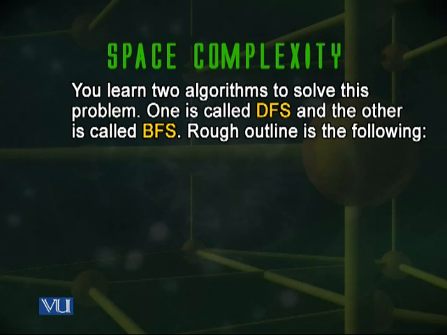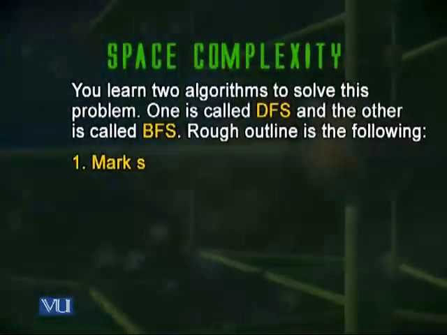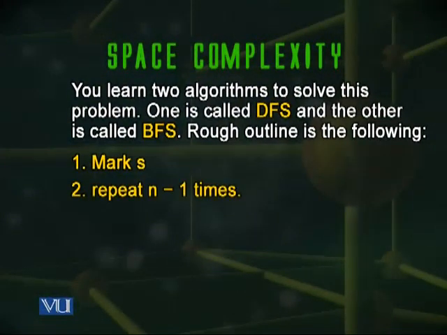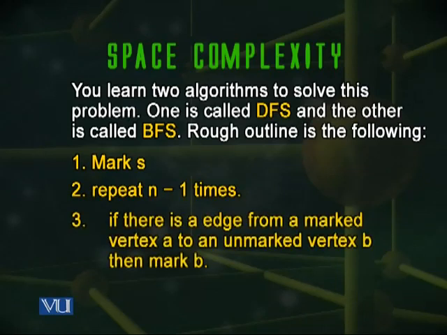The rough outline of this algorithm is the following. I'm giving you a rough outline of an algorithm which, by filling in details or making changes to it, you can get either depth first search or breadth first search. Let's look at how these algorithms work. Well, the algorithm first marks S, the start vertex. And now we repeat n-1 times the following thing. If we find an edge from a marked vertex to an unmarked vertex, so suppose A is a marked vertex and there's an edge going from A to a vertex B and B is not marked, then we mark B.